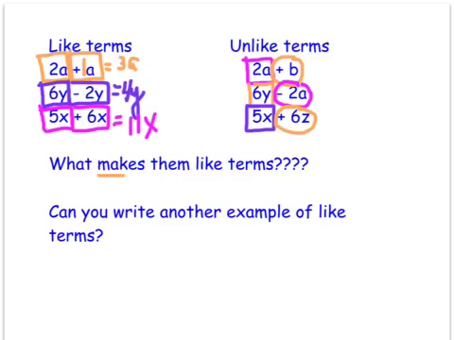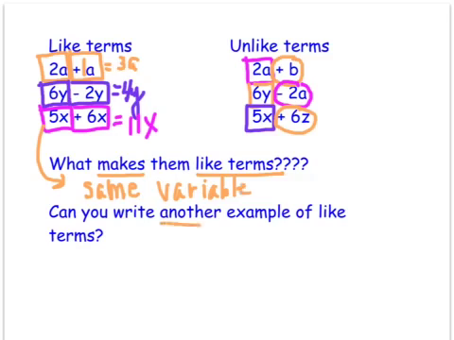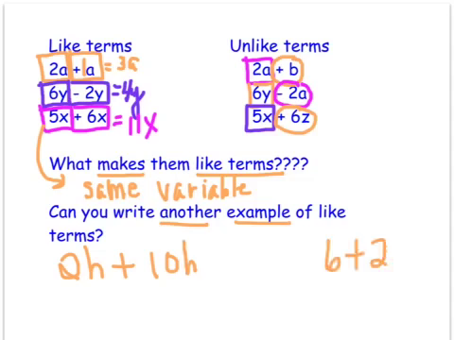So it says, what makes them like terms? Over here, they have the same variable. They have the same variable. Well, now I'm asked to write another example of like terms. I'm going to pick the variable h. So I'm going to say 2h plus 10h. I'm also going to say 6 plus 2. These are like because I can combine them.